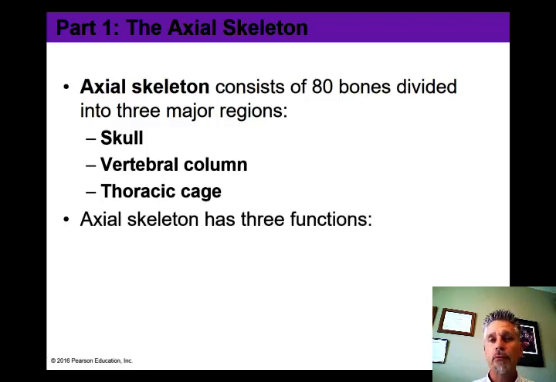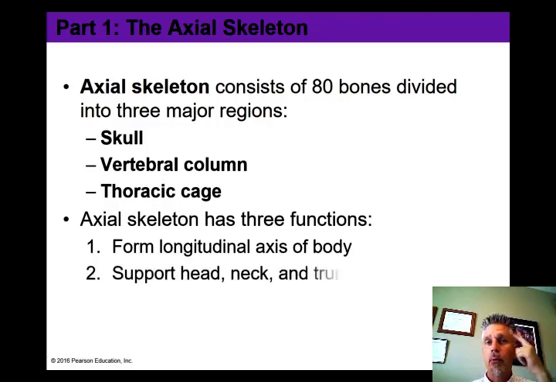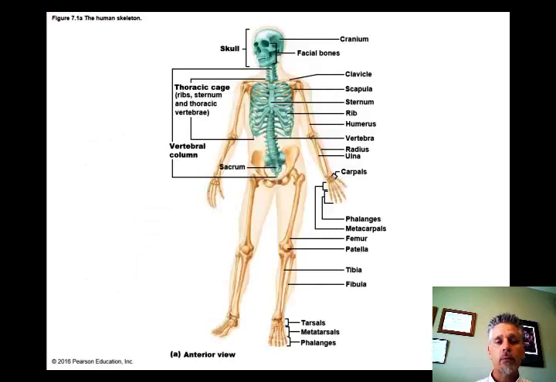And we have three major functions for this axial skeleton. It forms the main longitudinal axis of the body. It supports the head, neck, and the trunk. And it protects the brain, spinal cord, as well as thoracic organs. So really what we're talking about there is this area that you see highlighted in blue. So those are our axial bones.